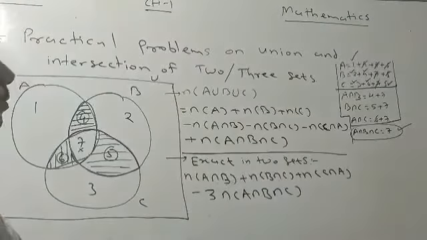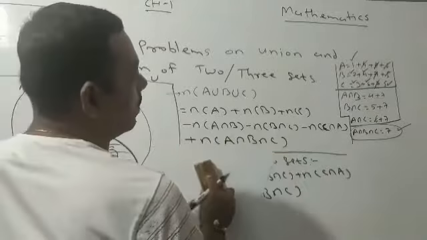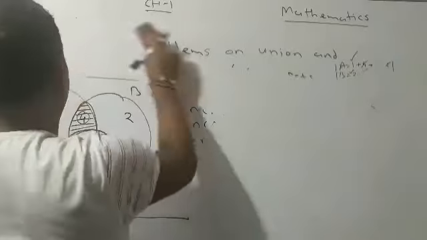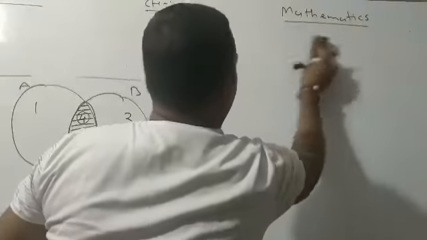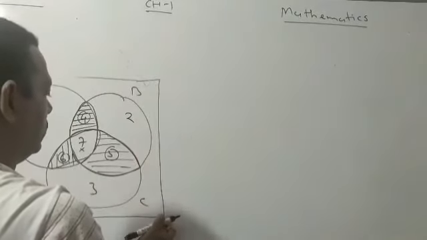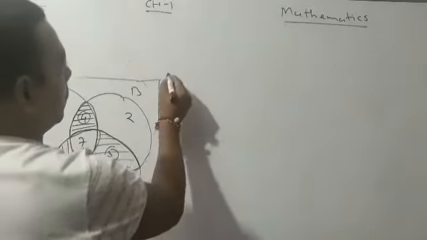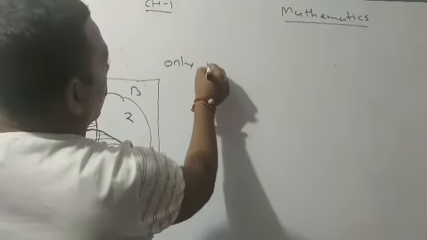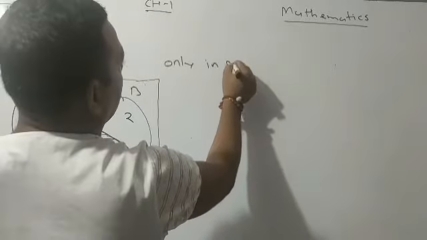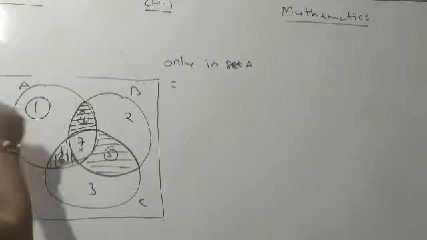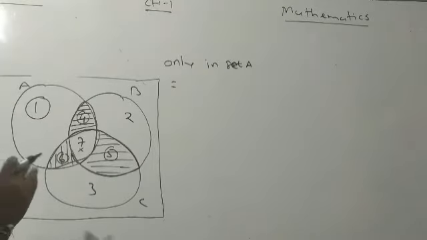Now we'll derive the formula for exactly one set. Okay, exactly one set. Now we'll continue with the same figure. Now suppose I want the answer only in set A, meaning only this one number I want. But how can we derive the formula? That I will explain to you first.